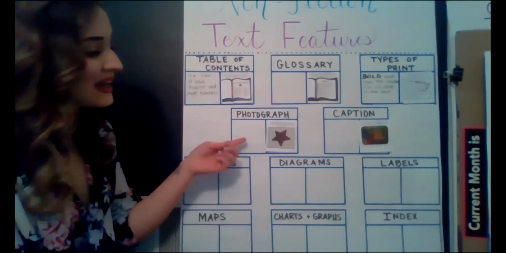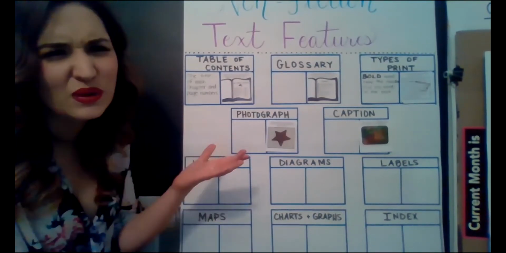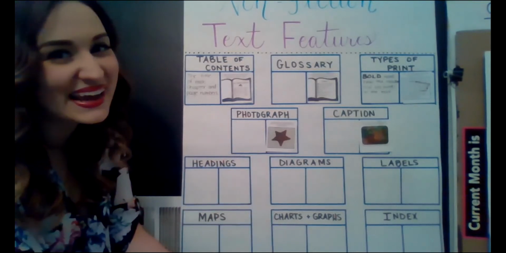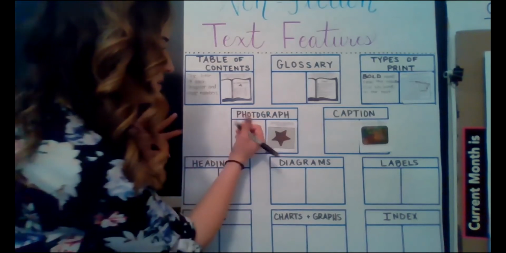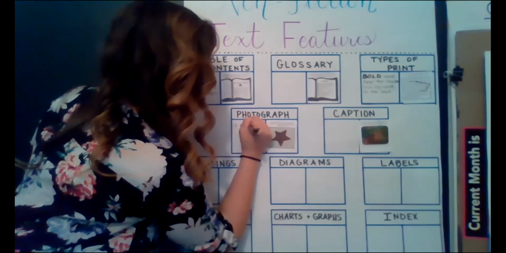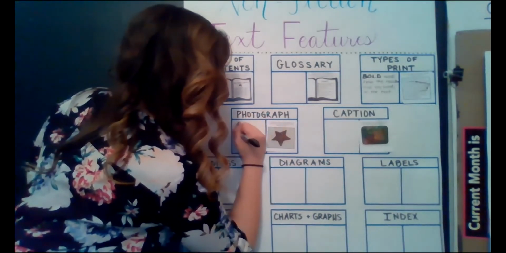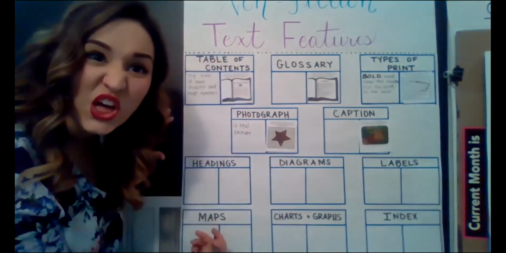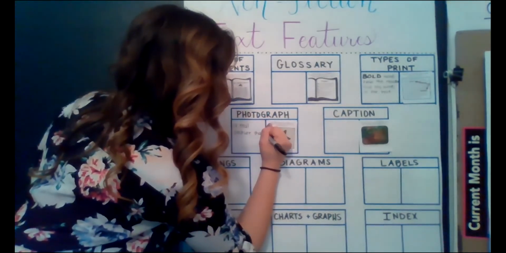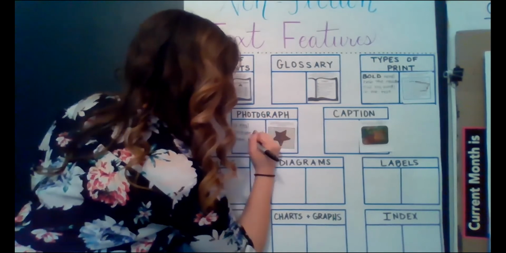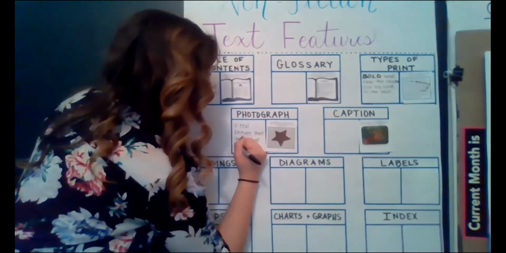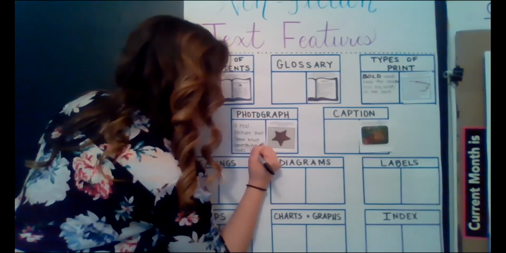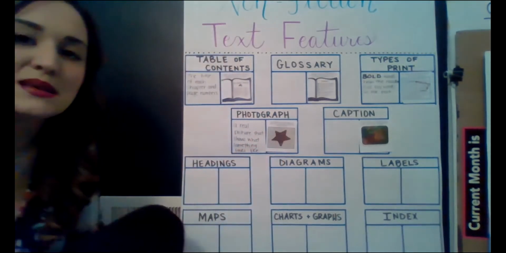Awesome. The other thing that we added was a photograph. Can you tell me what is a photograph? Is it a real picture or like a drawn picture? You got it. Yeah, a photograph is real. It's taken with a camera. So, a real picture. And it shows somebody what something looks like. I'm going to write that. That shows what something looks like. Perfect. A real picture that shows what something looks like.